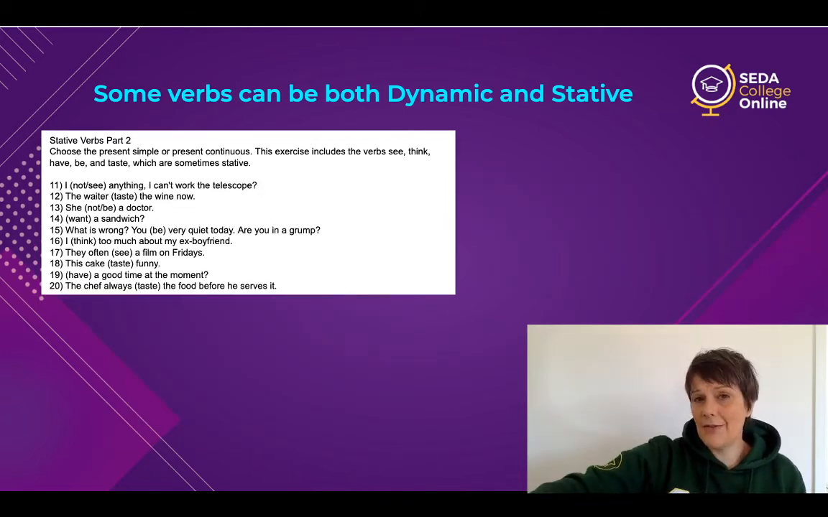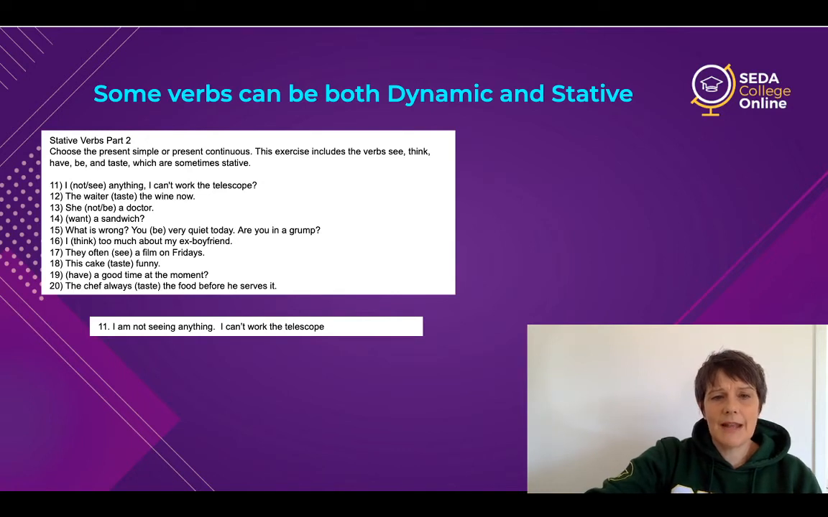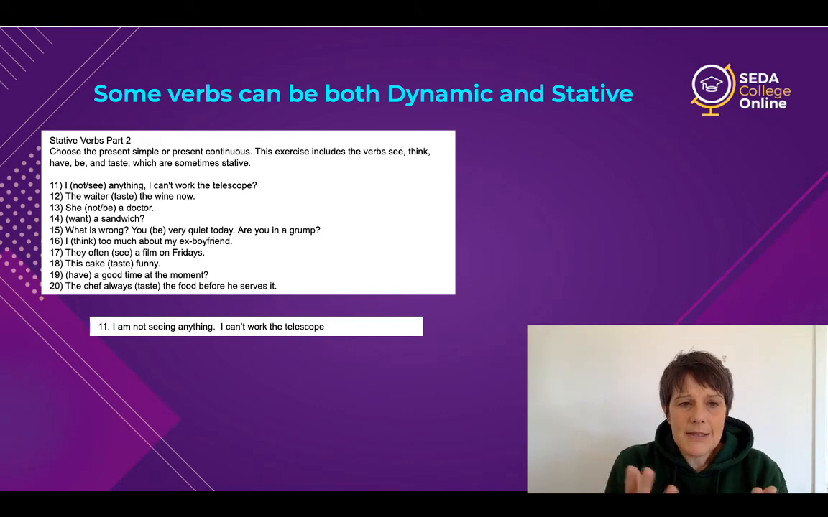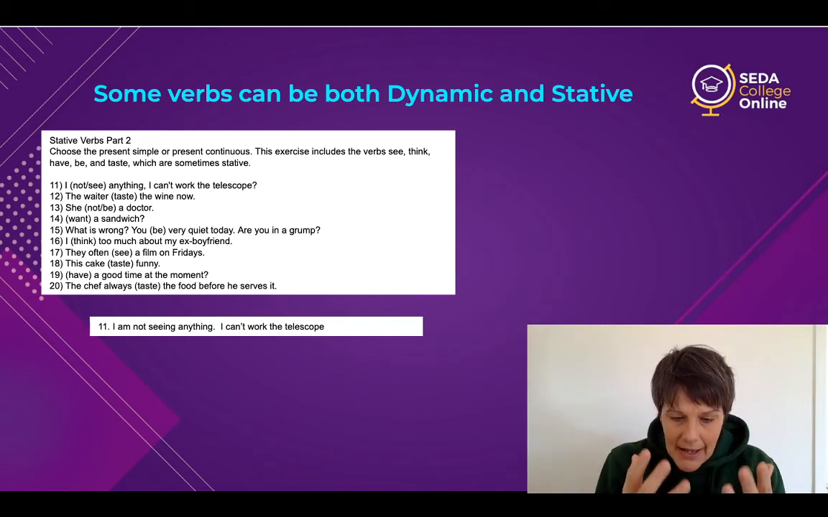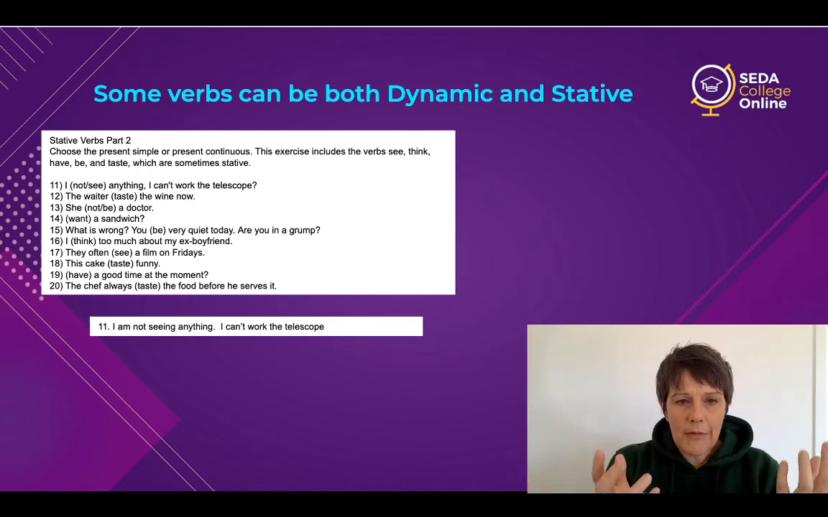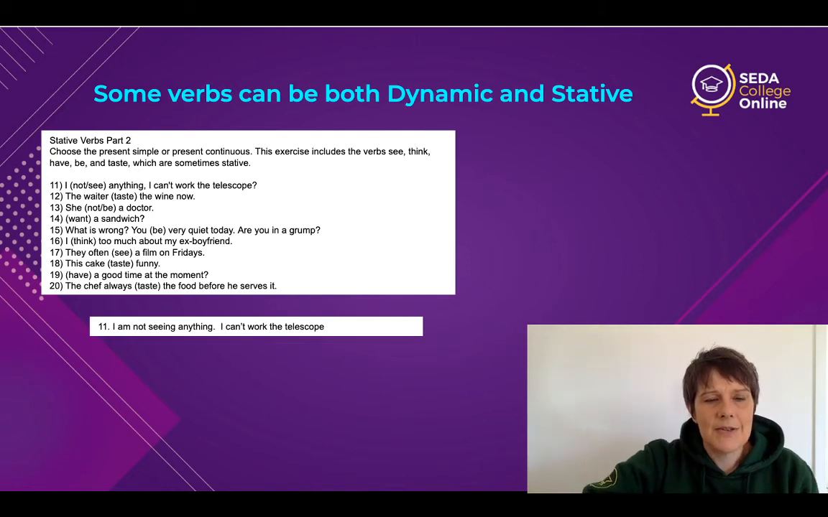So I guess you're finding these pretty easy. We'll just keep going. So I'm not seeing anything. I can't work the telescope. Here we've got the see verb in a present continuous, which means I can't see anything. It means like my eyes are not helping me because the telescope is in the way and I'm not seeing anything. So right now, it doesn't mean that I can't see. And if I move the telescope aside, of course, I'll see everything again. But right now, I'm not seeing anything. So it's temporary.